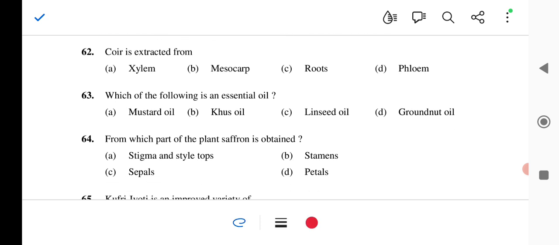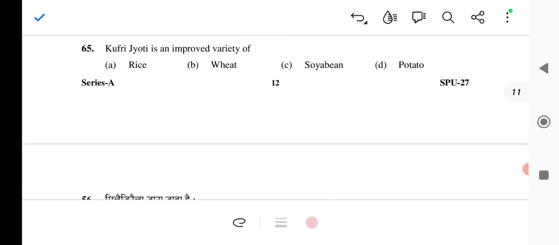Next is coir is extracted from mesocarp. Next is which of the following is an essential oil? Khus oil is an essential oil. Next is from which part of the plant saffron is obtained? It is obtained from stigma and style tops. Next is Kufri Jyoti is an improved variety of potato.